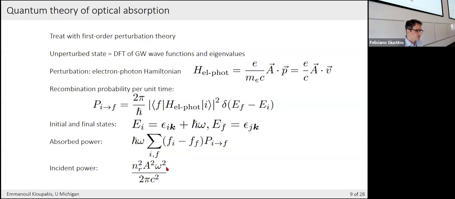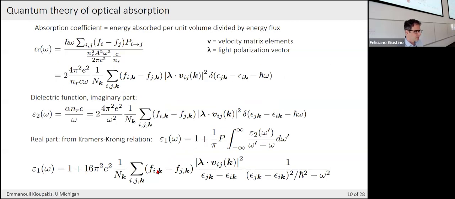At the same time, we can also quantify the power coming in from our light beam. So we know how much power is being absorbed, how much power is incident, and if we divide the two, we can find the absorption coefficient, right? So I give you the equations here to find the energy absorbed per unit volume divided by energy flux, and you arrive at this equation, okay?